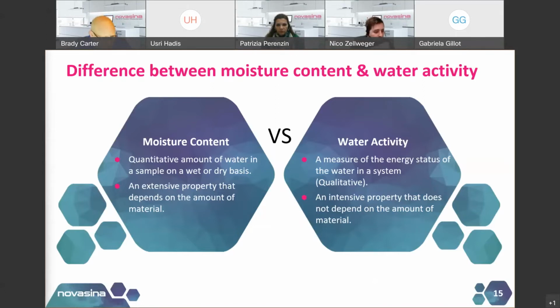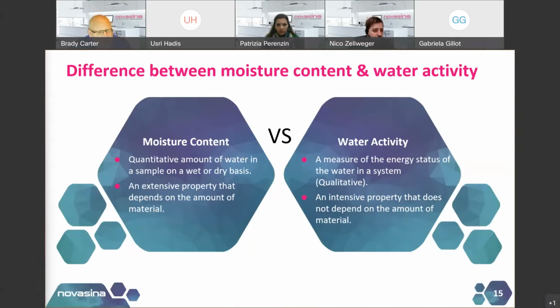So this is an extensive property that depends on the amount of material, and it requires tracking a weight change in most cases through a loss on drying. Or in the case of pharmaceuticals, often that's determined through what's called a chemical assessment or a Karl Fischer moisture analysis. So that's the amount of water.